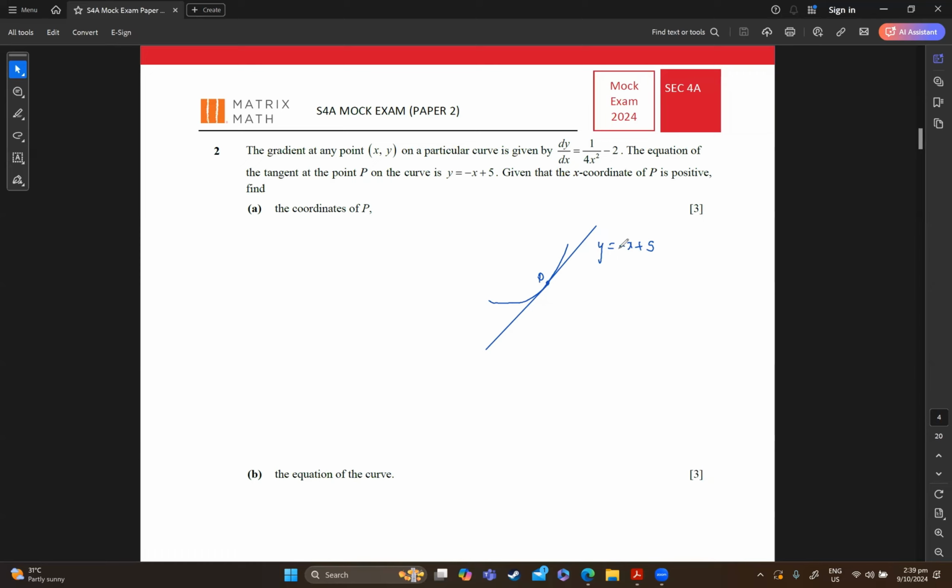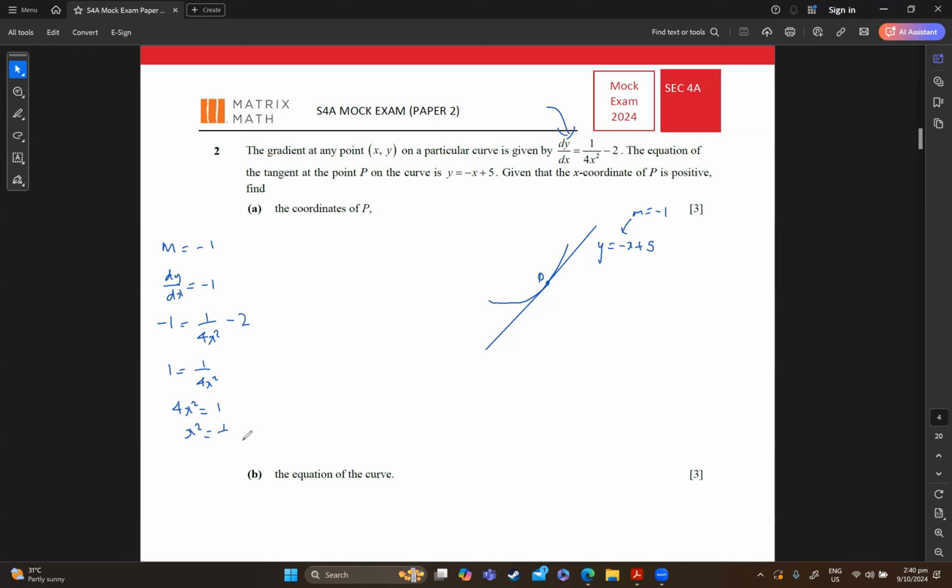From this line, y equals mx plus c, which means your gradient is minus 1. So write down m equals minus 1. So m of the tangent equals minus 1, which means dy over dx should equal minus 1. Throw that into this equation here. So minus 1 equals 1 over 4 x squared minus 2. Bring the minus 2 over, you get a positive value. 1 equals 1 over 4 x squared, which means 4 over x squared... 1 equals 1 over 4 x squared.